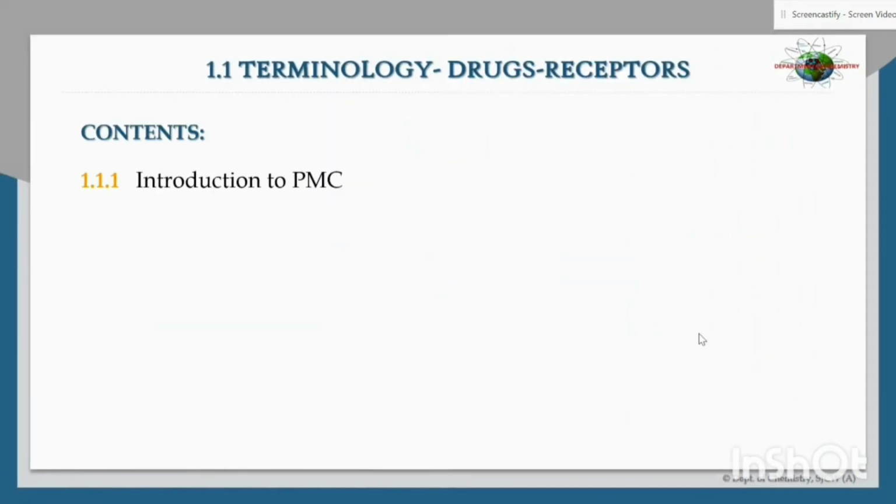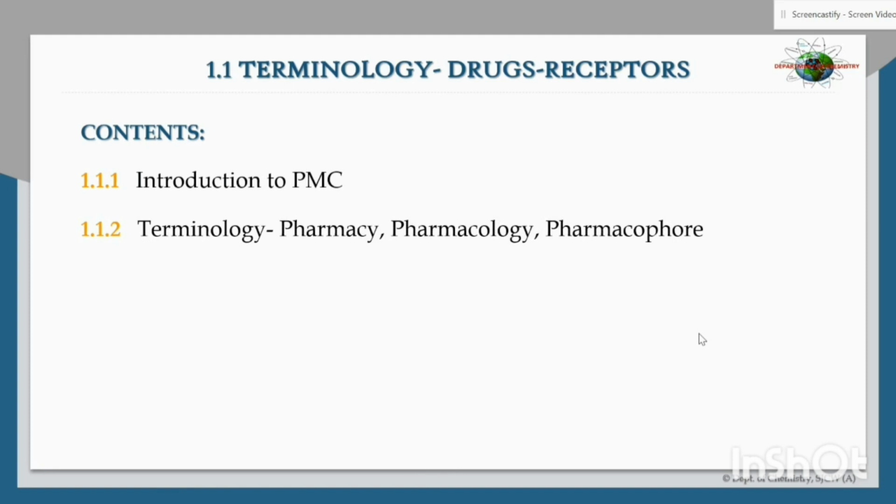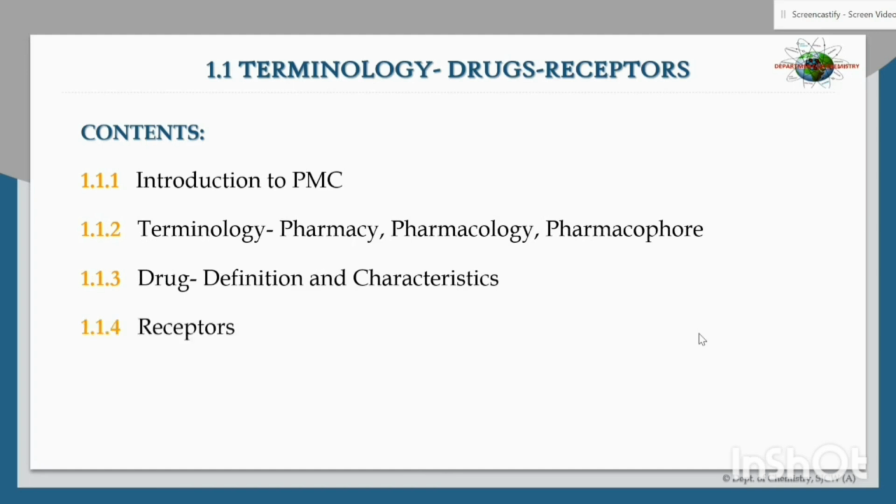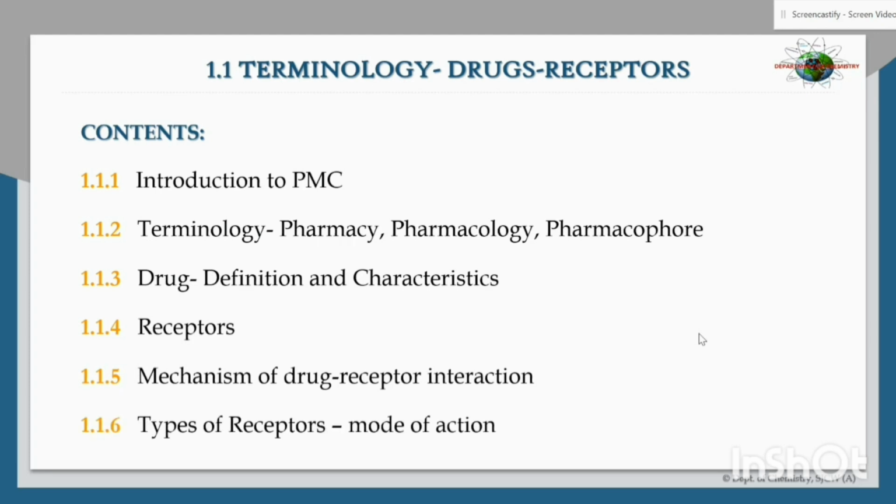Contents: Introduction to Pharmaceutical and Medicinal Chemistry, terminology, drug definition and characteristics, receptors, mechanism of drug receptor interaction, and types of receptors along with their mode of action.